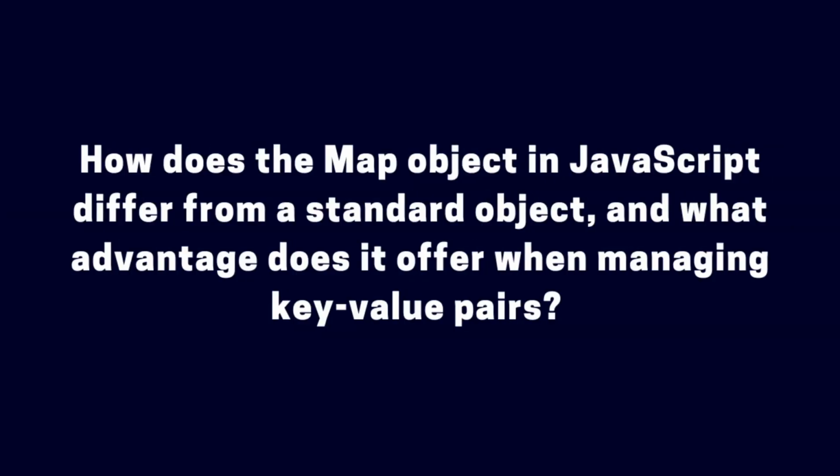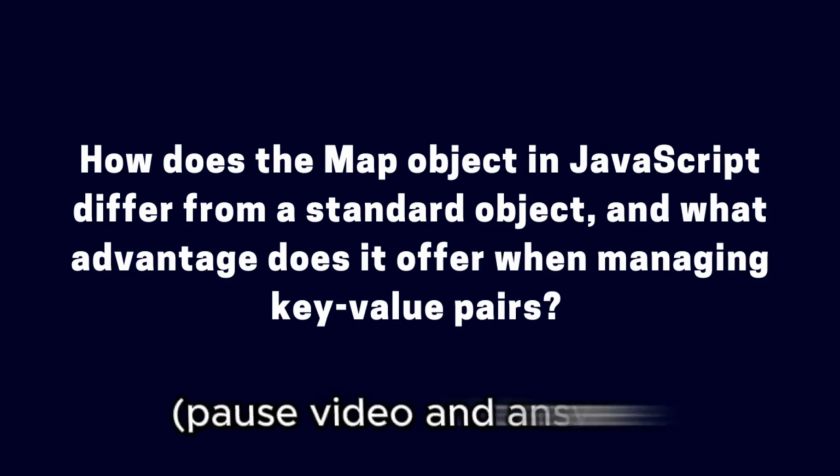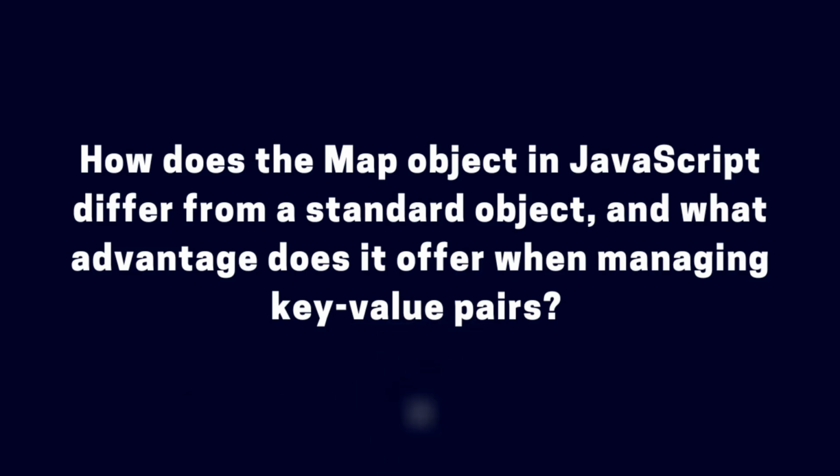How does the map object in JavaScript differ from a standard object, and what advantages does it offer when managing key-value pairs? The map object differs from a standard object in the following ways. It allows keys of any type, including objects and functions, not just strings or symbols. It preserves the insertion order of key-value pairs. Advantages of using a map include built-in methods like set, get, and has, which make managing keys and values more efficient. This flexibility is particularly useful when working with non-string keys or when maintaining the key order is important.